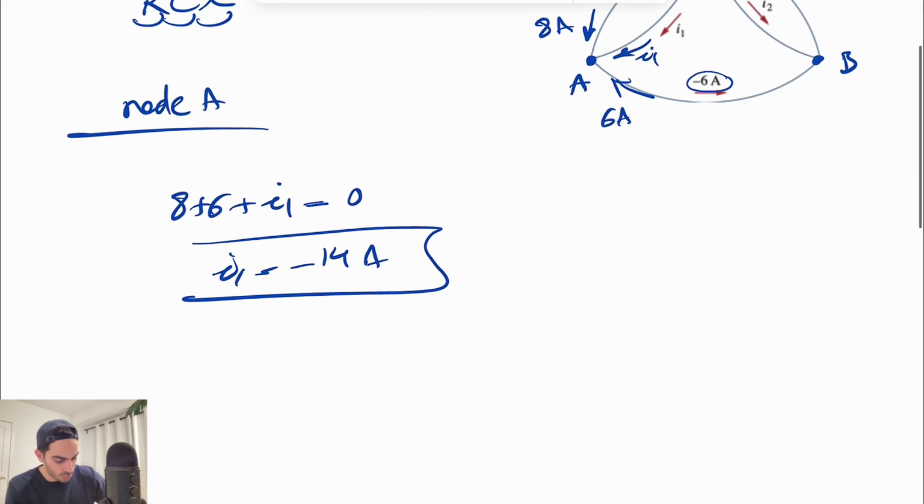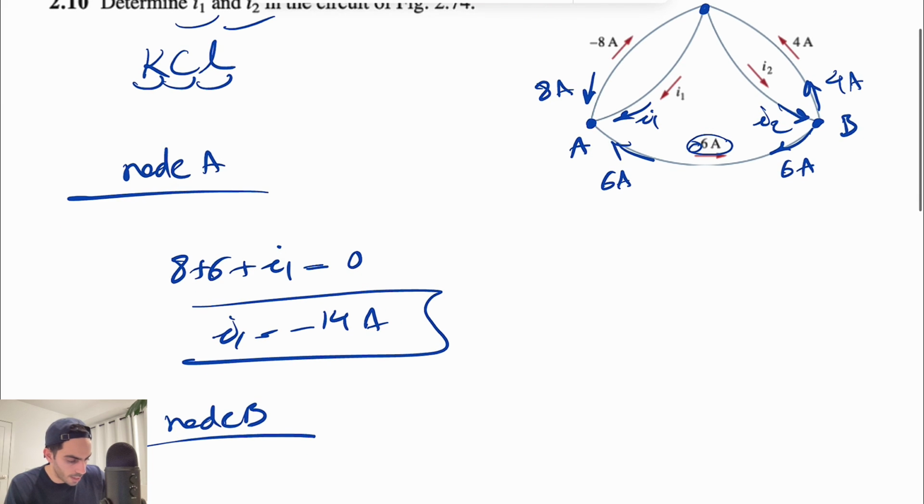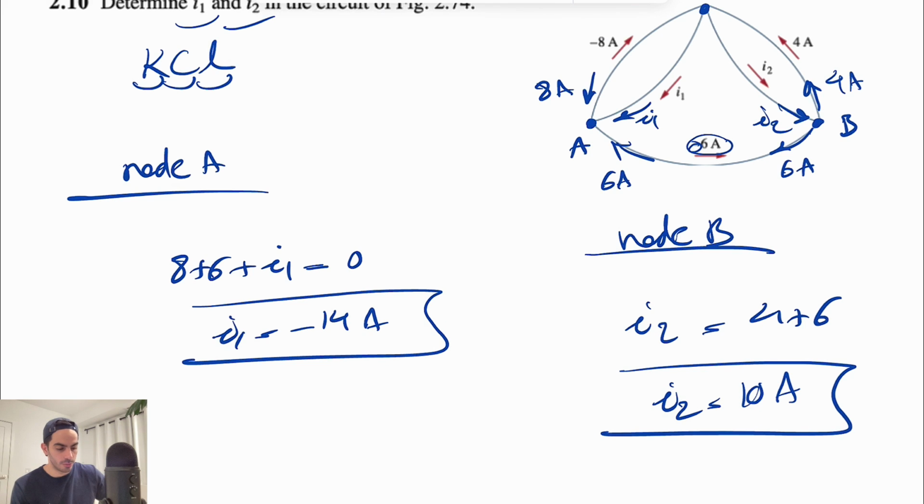If we go to node B, we should be able to find the last unknown. Again, the 6 has a negative, so this is the direction of the 6 amp. I2 is entering and the 4 is exiting that node. I put I2 here, closer to the figure. I2 is the only current entering B, so I2 is equal to 4 plus 6. So I2 would be 10 amp, no negative sign, and that's the correct direction for that node.